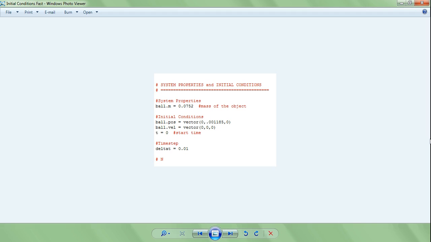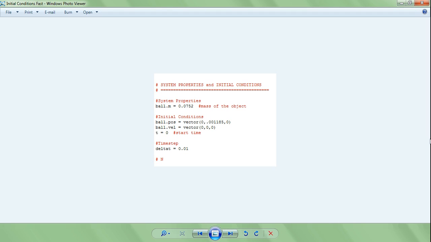So here you can see my code for the computer model of this object. I found the mass by weighing the ball to get a mass of 0.0752 kilograms, and then I set the initial position equal to the position that I got from the tracker data, and then I set the initial velocity of the ball equal to 0 because it was being dropped from rest.